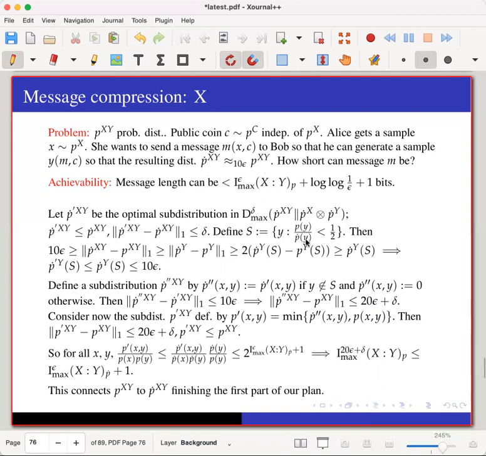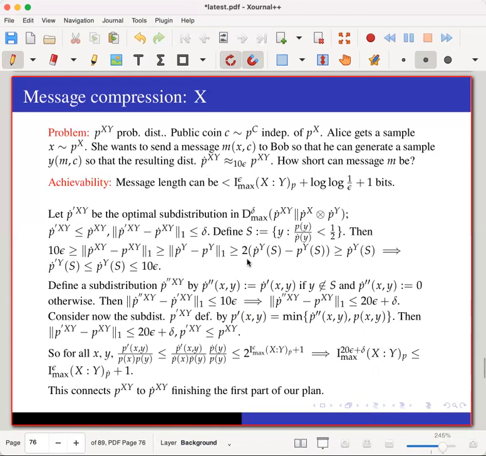So I would expect that the probability of symbols Y in this set S cannot be too large. That's precisely what I use. I know that 10 epsilon upper bounds the L1 distance between P dot and P. So I use monotonicity of L1 distance: it is greater than or equal to the L1 distance between P dot and P on Y only. I'm just discarding X.